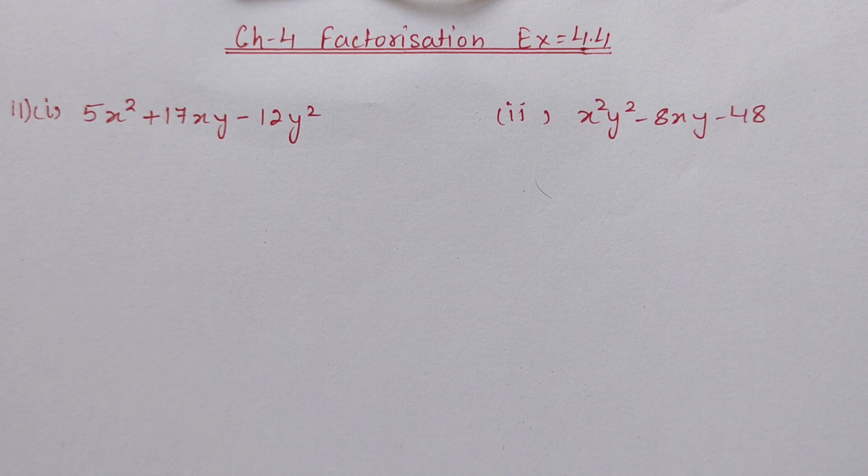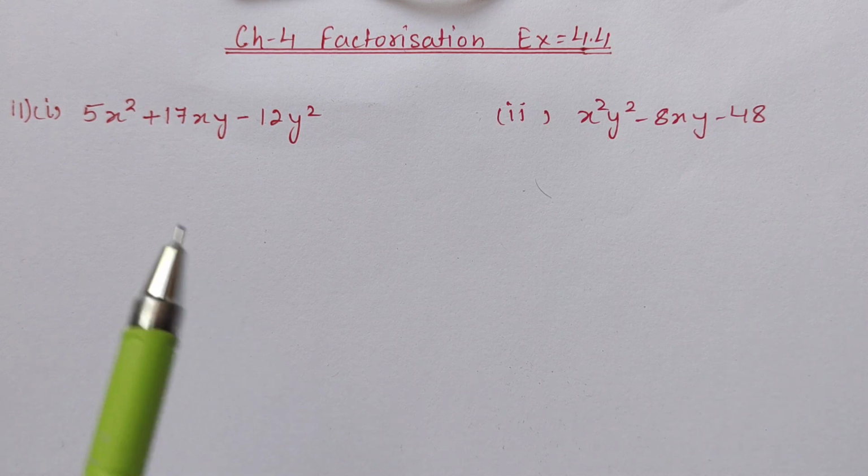Hello students, we are doing chapter number 4 factorization exercise 4.4. Till question number 10 we have already done in the last video, and today we are starting from question number 11 first part. 5x square plus 17xy minus 12y square.